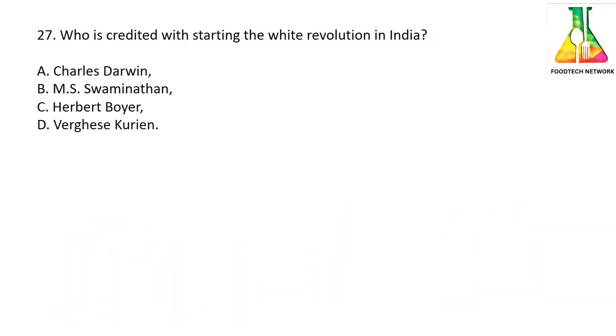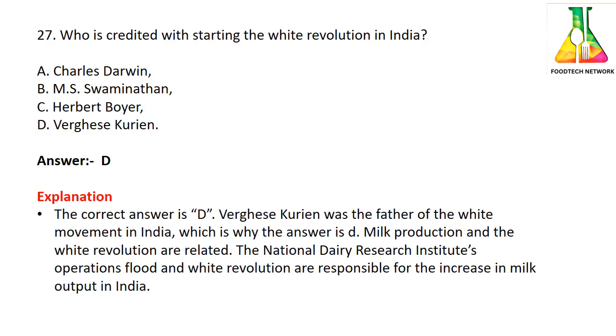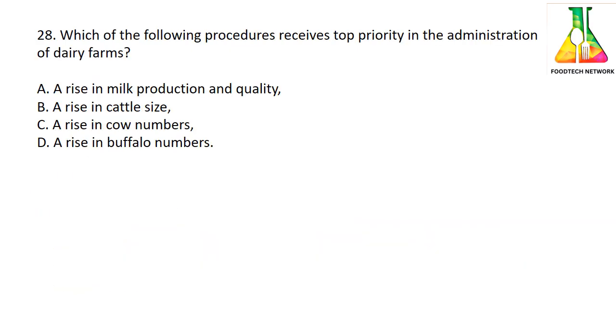27. Who is credited with starting the white revolution in India? Option A, Charles Darwin. Option B, M.S. Swaminathan. Option C, Herbert Boyer. And option D, Verghese Kurien. Option D, Verghese Kurien was the father of the white revolution in India, which is why the answer D is correct. Milk production and the white revolution are related. The National Dairy Development Board's Operation Flood and White Revolution are responsible for the increase in milk output in India.